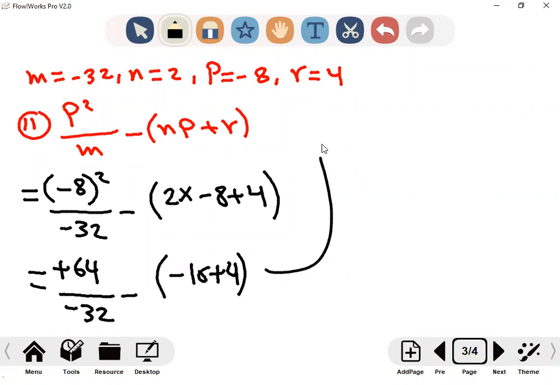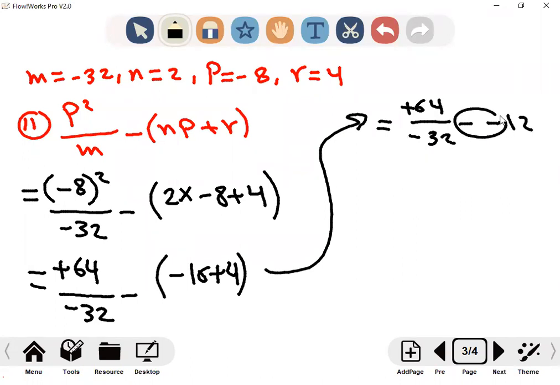This is equal to 64 positive over negative 32 minus 12, right? Subtract with the bigger sign. Right? Now minus minus, it will be what? Positive divided by negative. 64 divided by 32 plus 12.